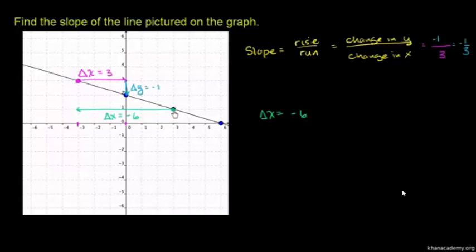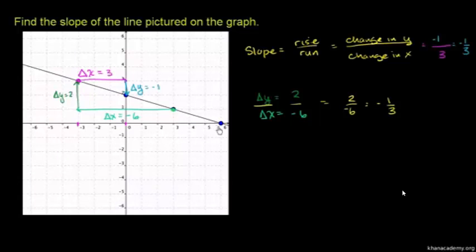Well, our y value went from 1, that was our y value at this point, and then when we go back to this point, our y value is 3. So what did we do? We moved up by 2. Our change in y is equal to 2. Slope is change in y over change in x, or rise over run. Change in y is just rise. Change in x is just run, how much you're moving in the horizontal direction. So rise over run in this example is going to be 2 over negative 6, which is the same thing as negative 1/3.